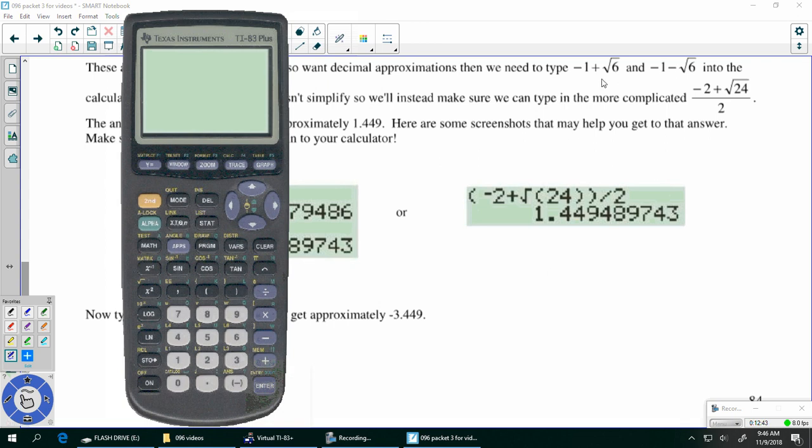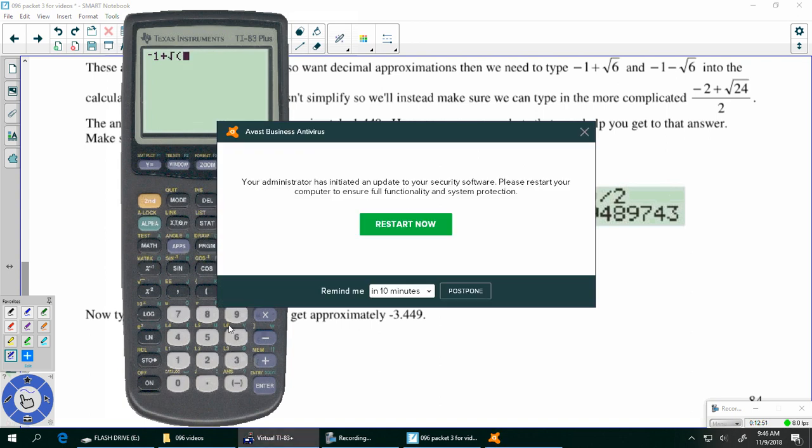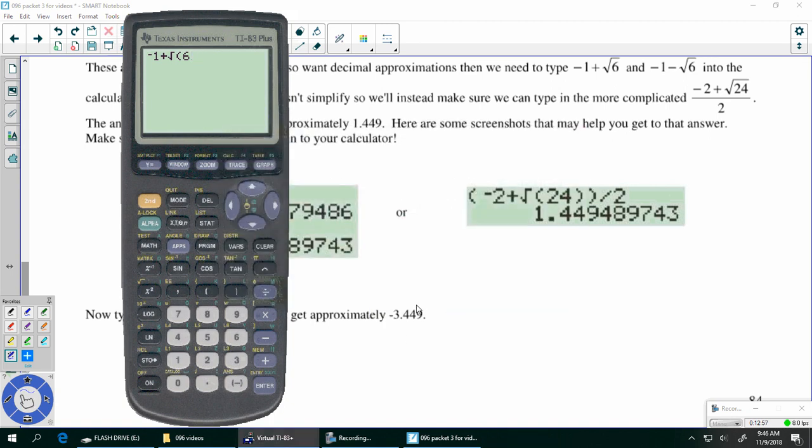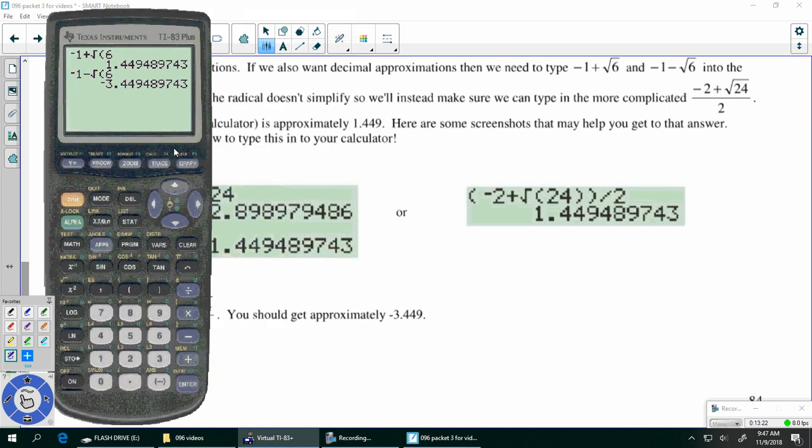So you could just type in -1 plus radical 6, and that will give us one of our answers. Or you could do -1 minus radical 6. That's going to be the other answer. So we get our two decimal approximations. Let's call it 1.45 and -3.45. So those are our two approximate answers.